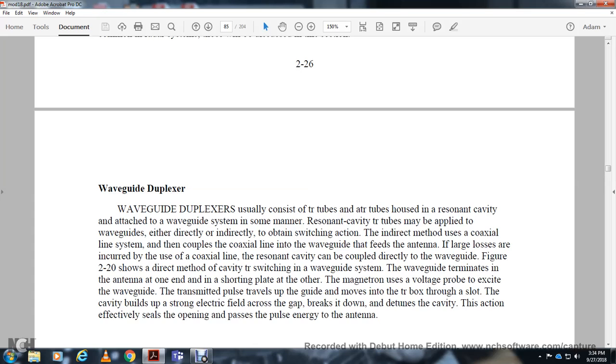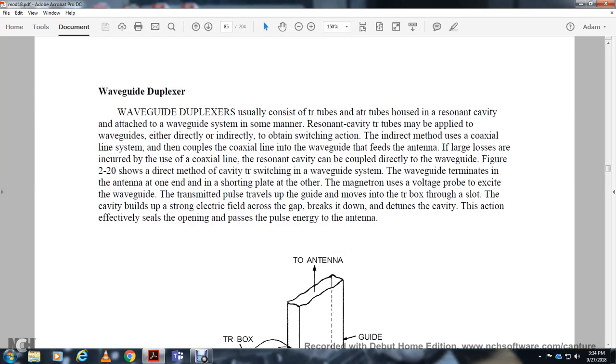Large losses are incurred with the use of coaxial line resonant cavities, so cavities couple directly with the waveguide. Figure 220 shows the direct method of cavity transmitter receiver switching of the waveguide, terminated with the antenna at one end by a shorting plate. The magnetron, with a voltage probe at the side of the waveguide, sends the transmitter pulse down the guide into the transmitter receiver cavity through the slot. The cavity builds up a strong electric field across the gap, which breaks down and tunes the cavity, effectively sealing the opening and passing the pulse energy to the antenna.